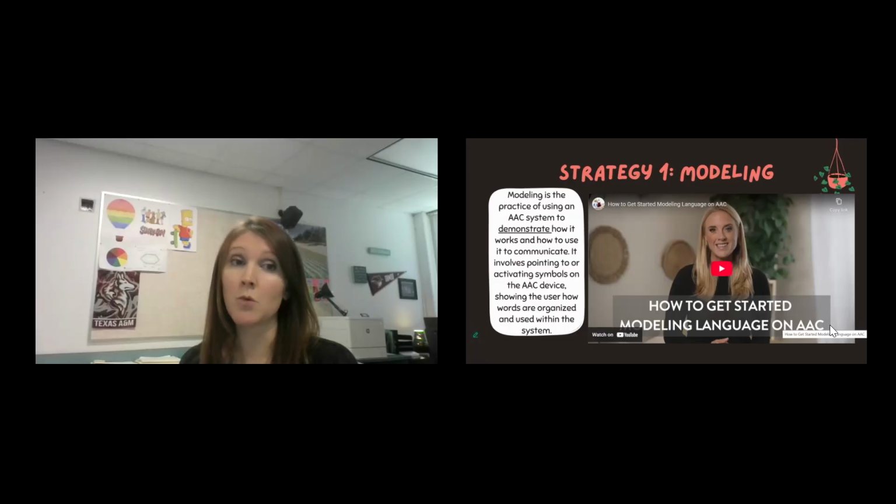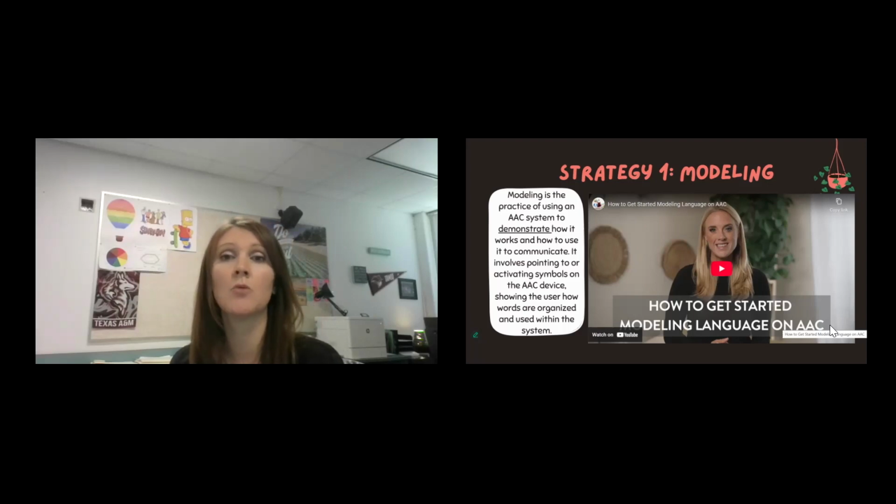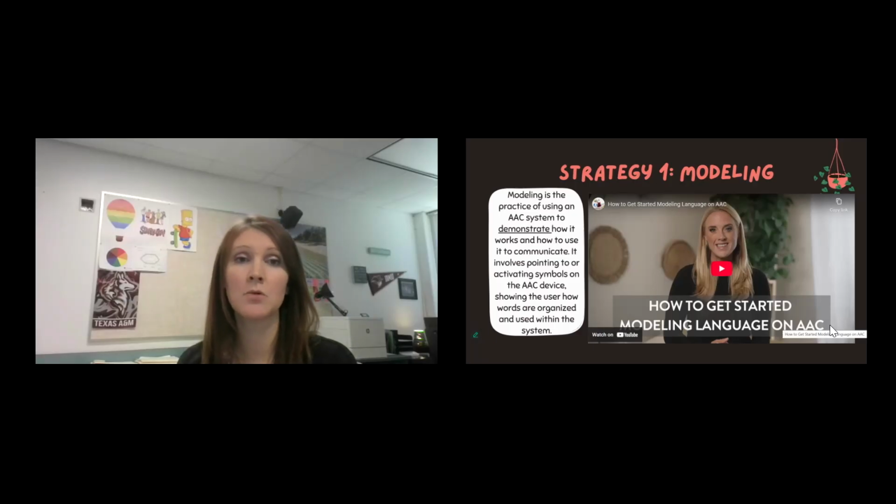It involves pointing to, so if you're using a paper-based board, these strategies apply no matter what type of technology you're using. If you're using a paper-based board, you can point to the symbols, or if you're using a tablet-based system, you can activate the symbols on the AAC device. Or if you're even using a battery-powered system, you can activate the symbols, showing the user how the words are organized and how they're used within the system.